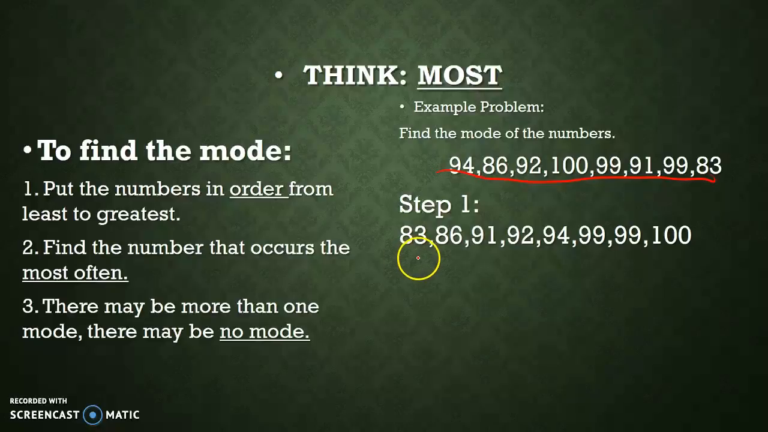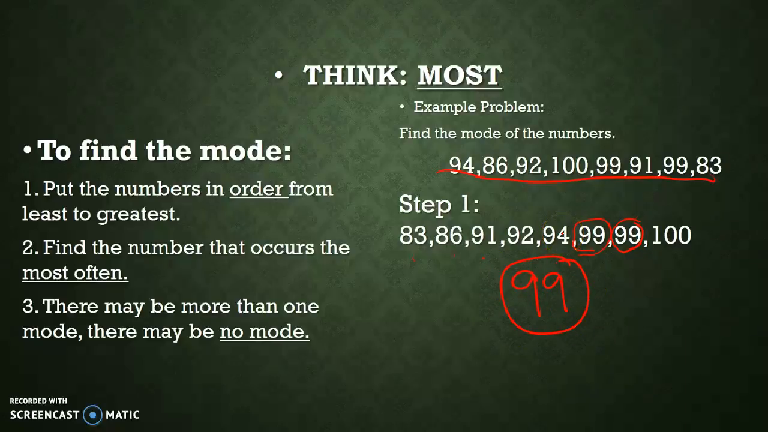So 83 occurs once, 86 occurs once, 91, 92, 94, they all occur once. I'm looking at 99 here, that occurs one time here, and one time here, and then 100 occurs once. So the number that occurs the most often is 99. So 99 is our mode.